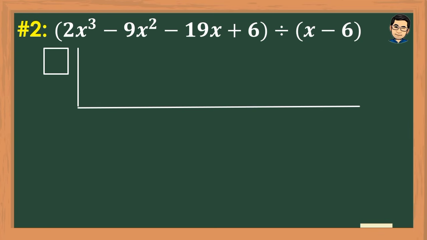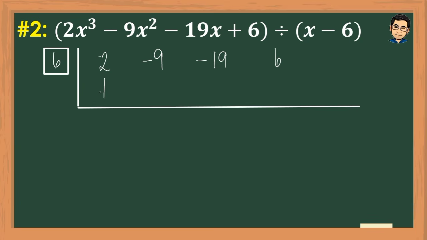So, ang process dito, of course, di naman na iba. So, isusulat natin yung mga coefficients ng dividend. So, yung volume natin, 2x cubed minus 9x squared minus 19x plus 6. So, yung 2x cubed, that is 2. Yung negative 9x squared, negative 9. And then negative 19x, negative 19. And then yung 6, the constant term. And then yung x minus 6. So, yun yung isusulat natin sa box. So, dahil negative 6, magiging positive 6.